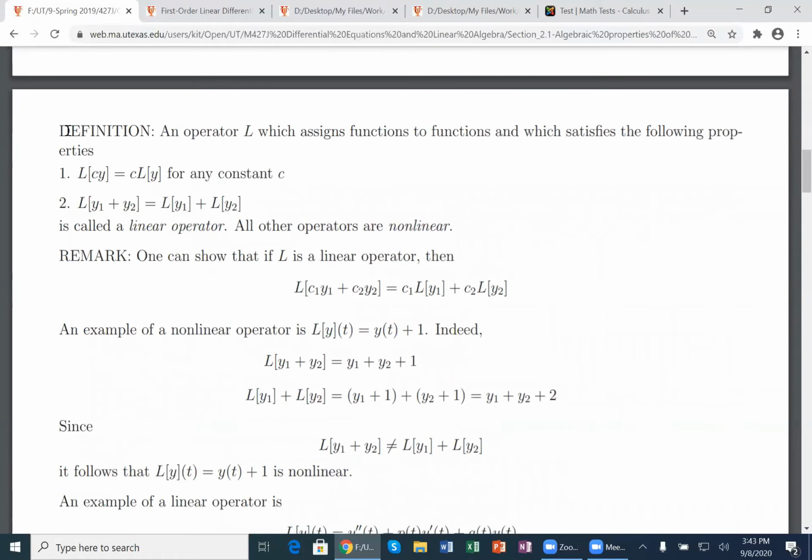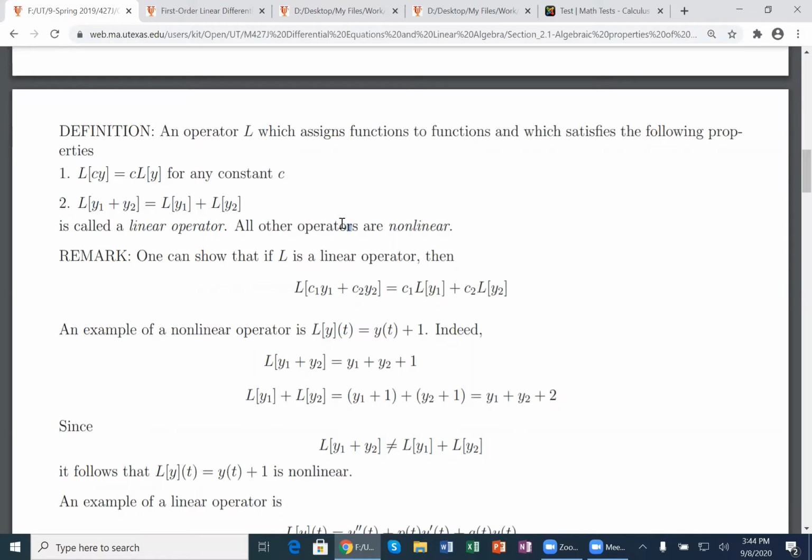Please take a look at this definition. An operator L is a linear operator if it satisfies two properties. Number one, L of cy is cL of y, where c is any constant, and number two, L of y1 plus y2 is L of y1 plus L of y2.